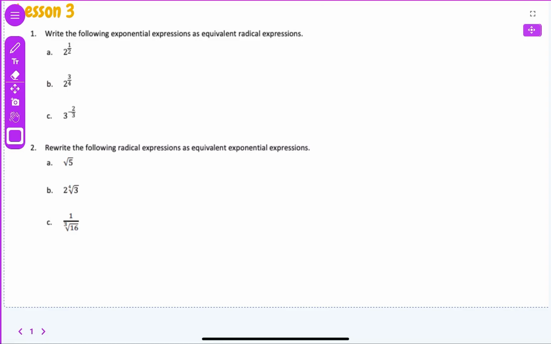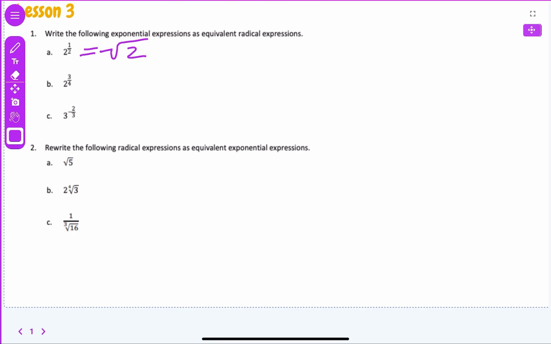Okay, Algebra 2, Module 3, Lesson 3, talking about exponents. Number 1 says, write the following exponential expressions as equivalent radical expressions. There's your clue that it's going to be rooted because you're working with radicals. So 2 to the 1/2 power could be rewritten as what? Simply the square root of 2, right?